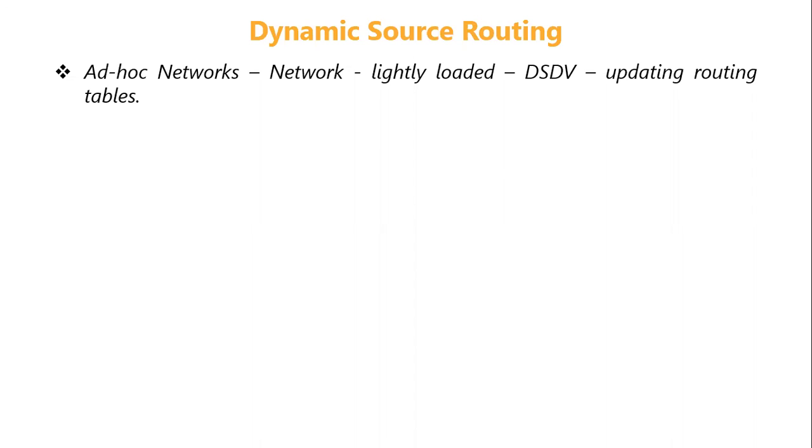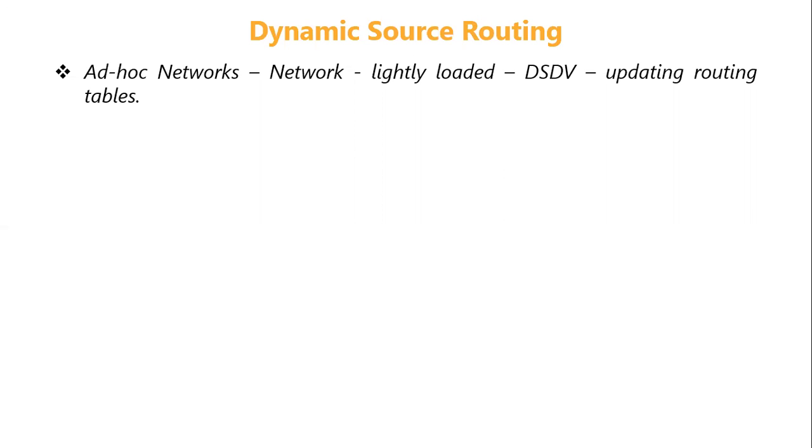Previously we have discussed briefly about DSDV, the destination sequence distance vector routing algorithm. The problem with DSDV is that it requires the routing table to be updated every time, even when there is a small change in the network. Even if the data transmission in the network is very low, or the network is only slightly loaded, the routing table will keep on getting updated.